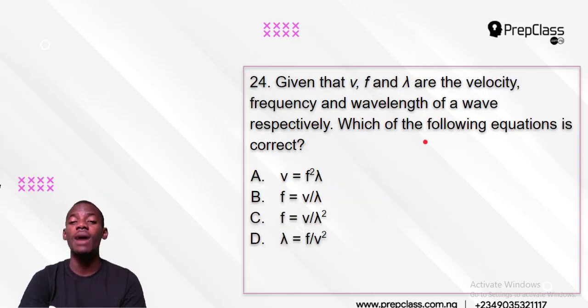Number 24 now. Given that V, F, and lambda are the velocity, frequency, and wavelength of a wave respectively, which of the following equations is correct? Now, do you have any idea which one is correct?